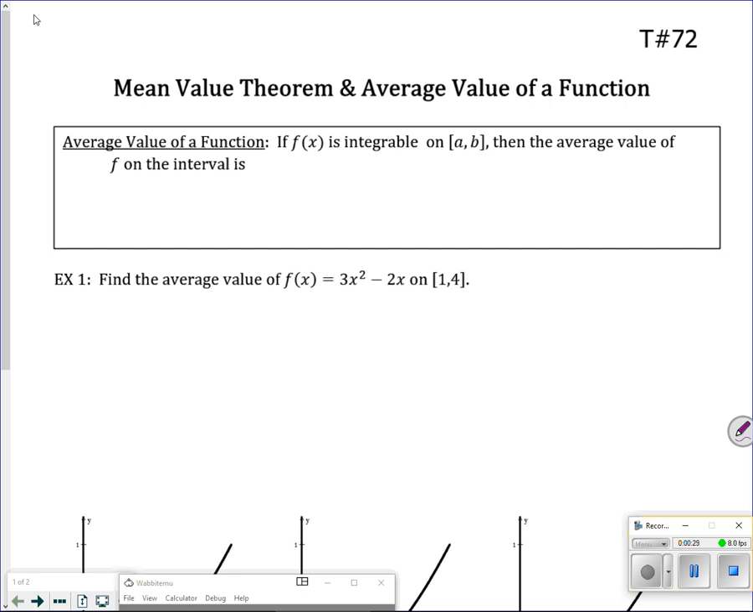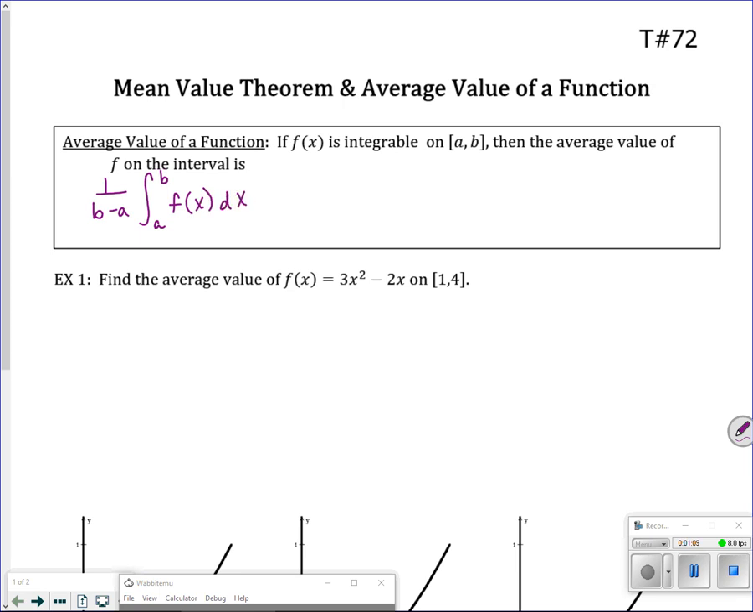If f of x is integrable on the interval from a to b, then the average value of f is what? Well, think about it: it's almost like you're adding up all the change of the function and then finding the average y value. So it's almost like finding the change divided by the interval that you're on, and so it becomes 1 over b minus a times the integral from a to b of f of x dx.